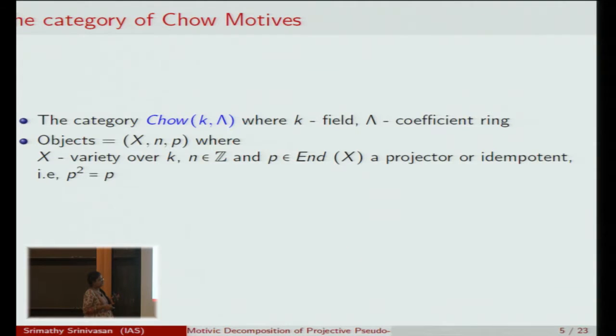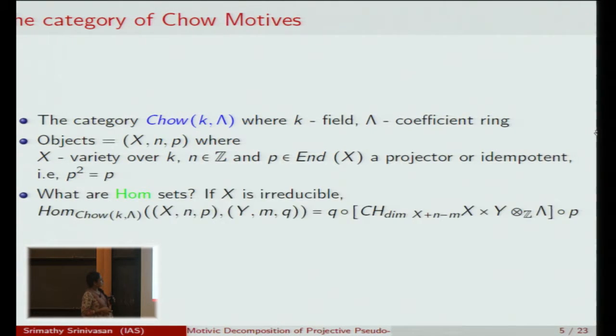So X is a variety over K. When I say variety, I mean smooth projective variety over K. n is an integer, and P in this case is a projector in the endomorphism ring of the object X, which means that when you compose P with itself, you get P again. So I haven't said what the Hom sets are in this category.